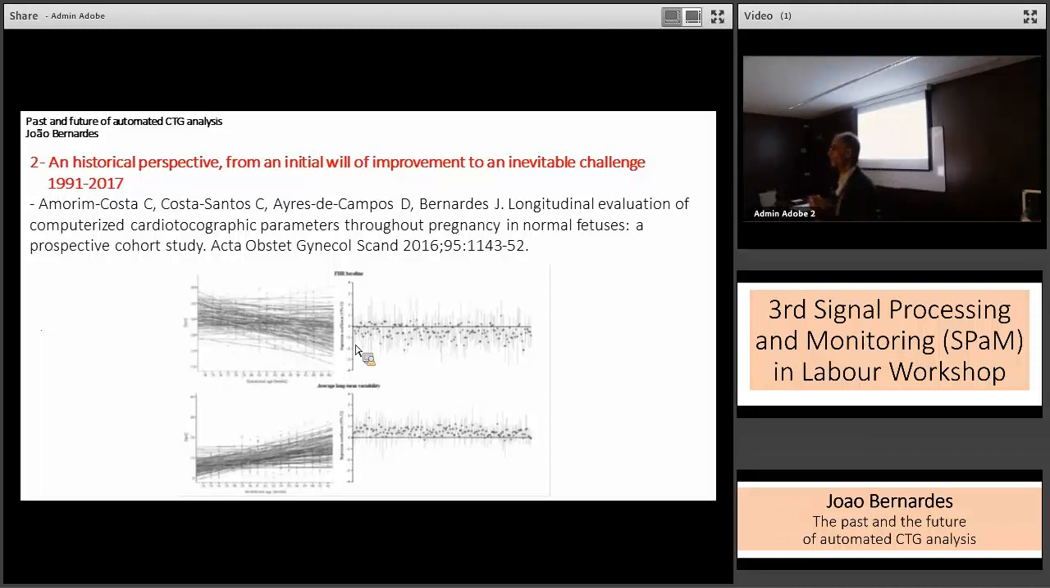Okay, so it would be nice, now that we have powerful computers, powerful software and mathematical tools, to readdress this problem in the future.